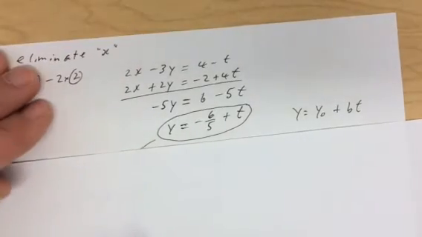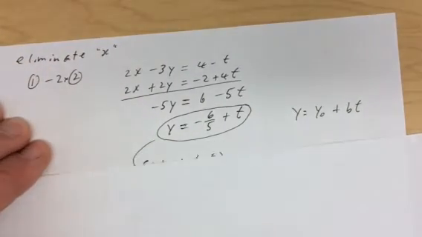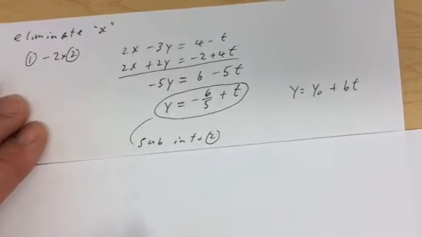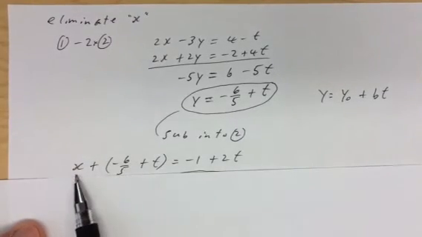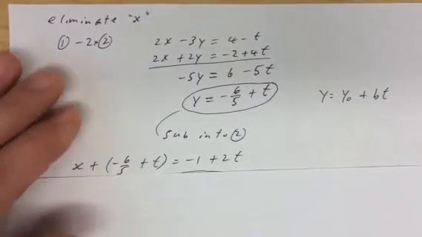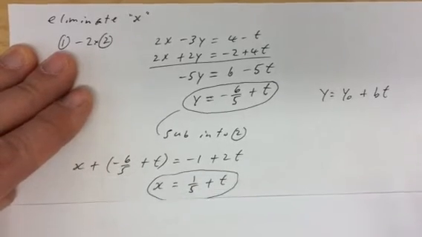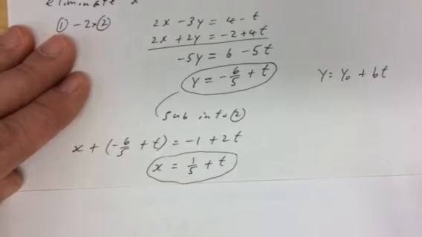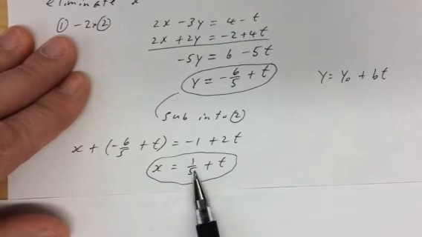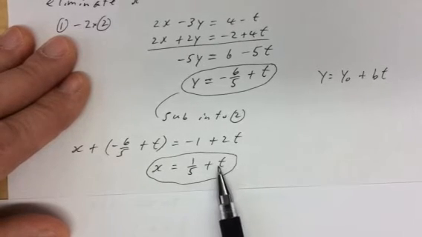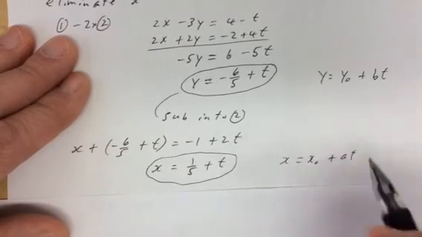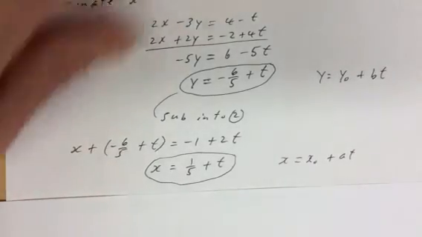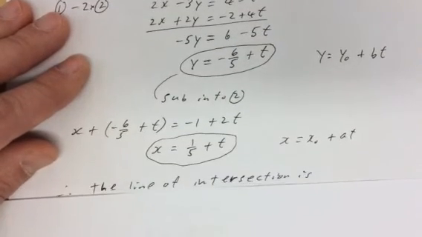Now we can do elimination again, or we can use substitution. I'm going to sub that into equation 2. When I sub that in for y in equation 2, I get x plus negative 6/5 plus t equals negative 1 plus 2t. Solving for x, we get 1/5 plus t. There's the x naught, and the a is 1 in this case. So x equals x naught plus at. A is 1. So that was kind of convenient that a, b, and c all equaled 1.